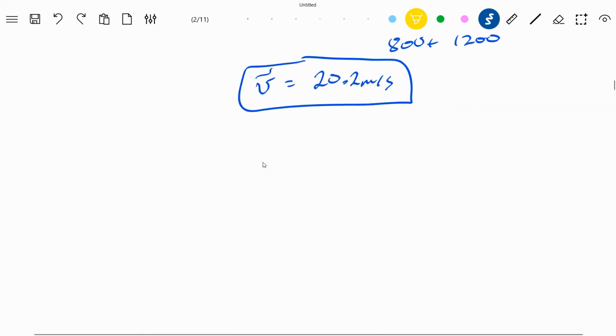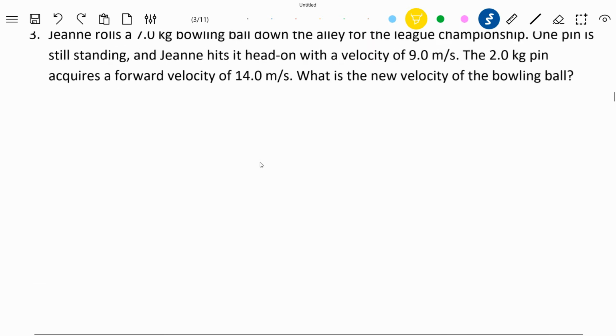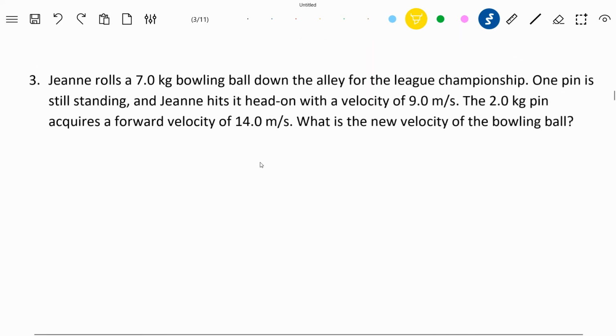Okay, moving on. Number 3. Gene rolls a 7-kilogram bowling ball down the alley. Pin standing still, hits it head on. Okay, so there's a ball and a pin with the velocity of that. The pin acquires forward velocity.